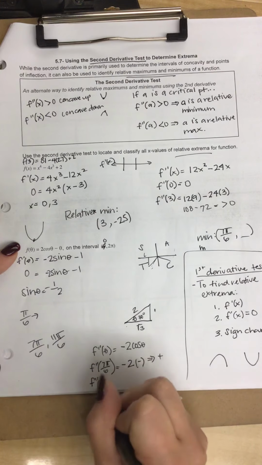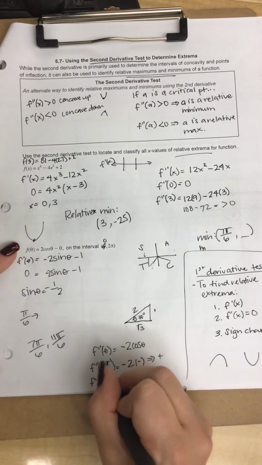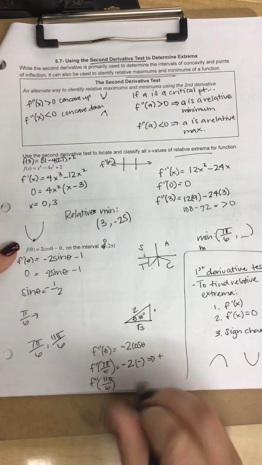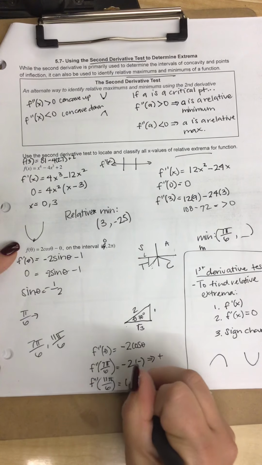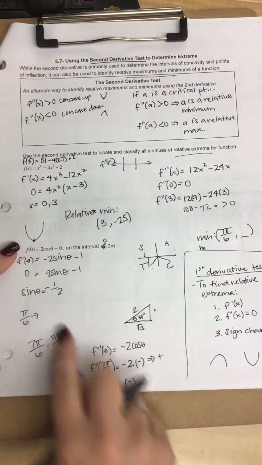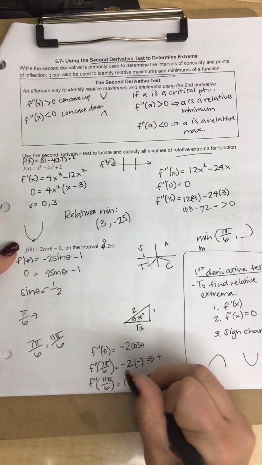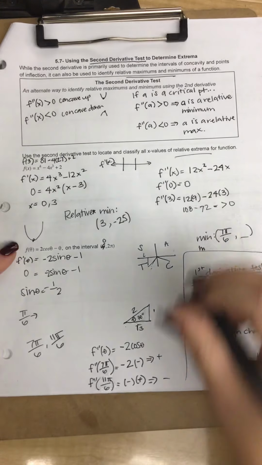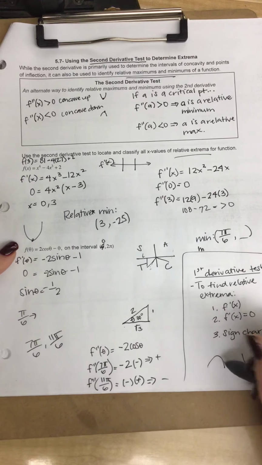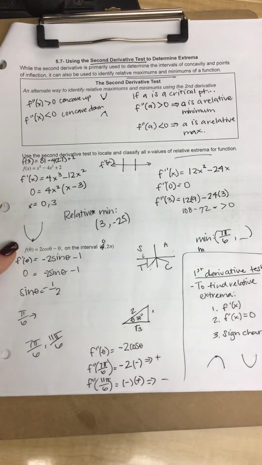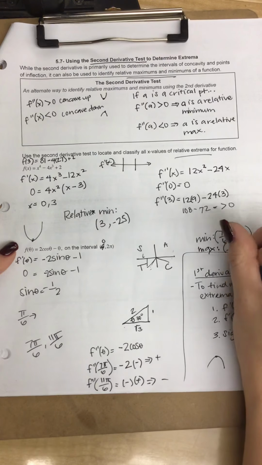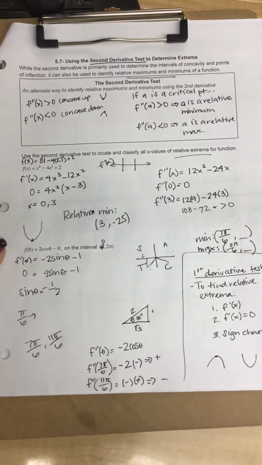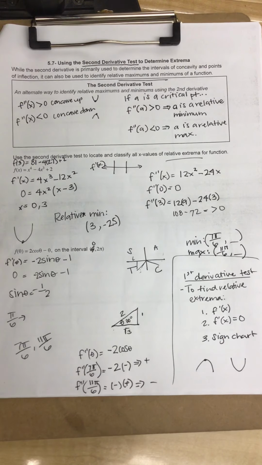So the second derivative at 11 pi over 6. Okay. So we got negative 2, so negative, and then cosine at 11 pi over 6 is actually positive. So a positive times a negative is a negative. So because it's negative, it's concave down, which makes it a max. So we're going to have a relative max at 11 pi over 6. Then you just plug into your calculator to figure out that second value there. All right.